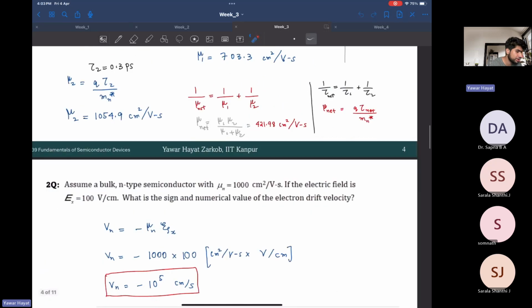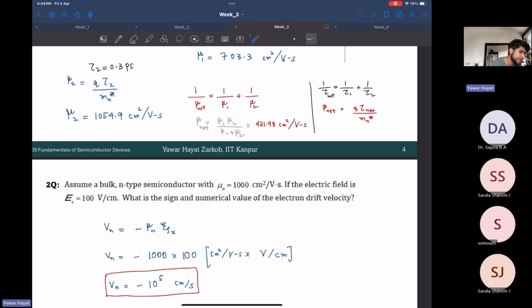So now, we have question number 2. You can assume a bulk N-type semiconductor with mobility 1000 centimeters square per volt second. Now if the electric field Ex is 100 volts per centimeter, what is the sign and the numerical value of the electron drift velocity?